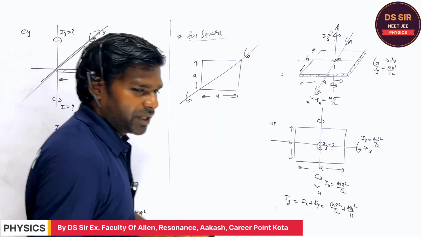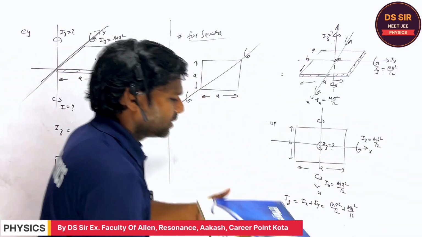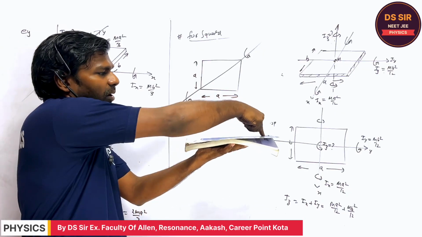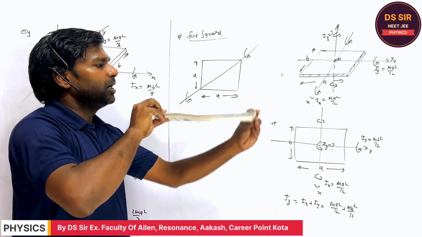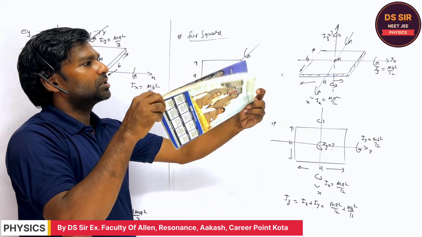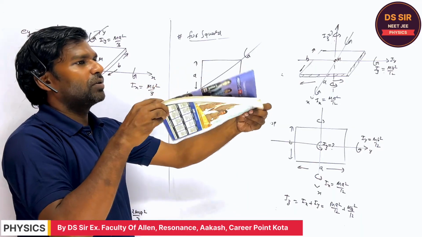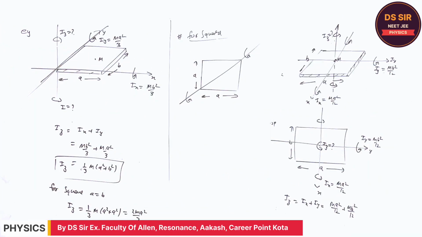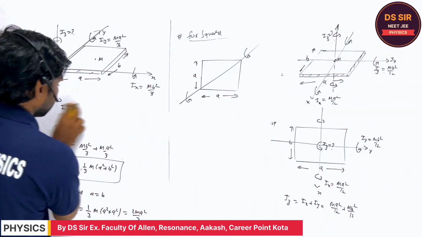Right, what does it mean? You may consider this is the square, although it is drawn rectangular. The square is rotating about one of its diagonals like this, and you have to find the moment of inertia, right? I will give you 1 minute to think about how to solve this. Copy this. How to solve this?